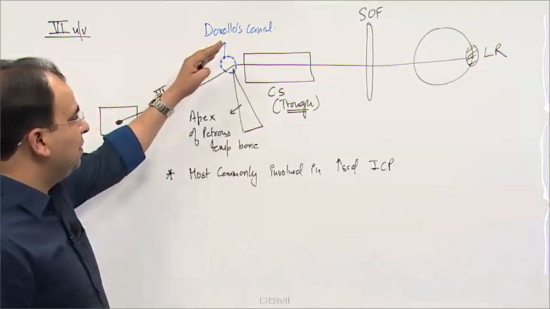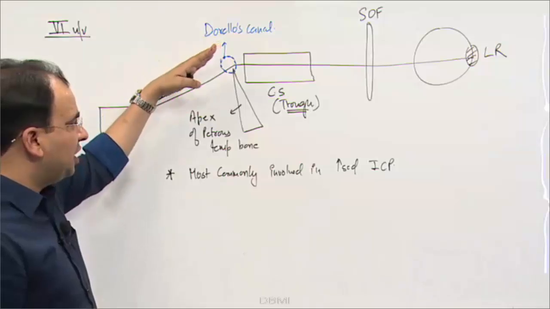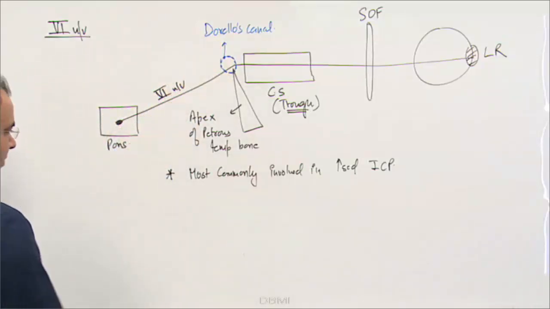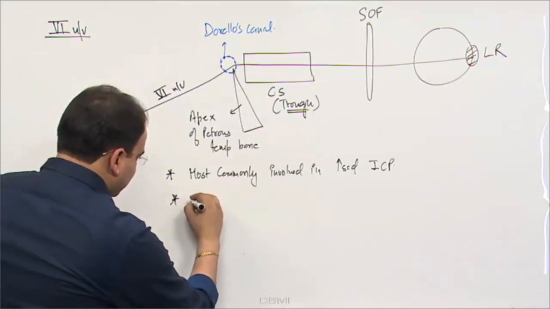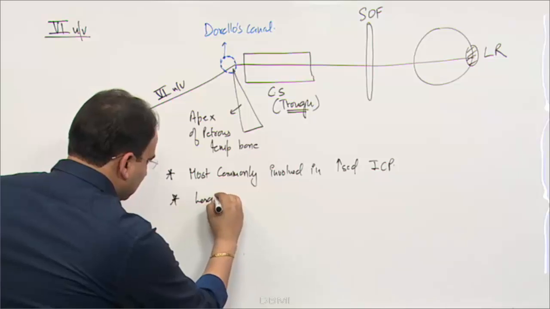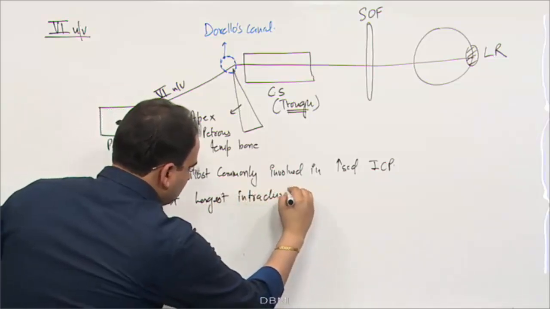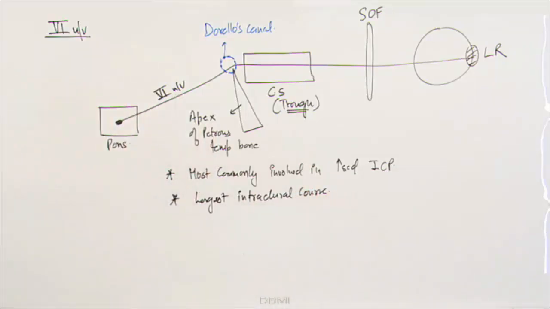It ascends upward and reaches the apex of the petrous temporal bone, which is very sharp. So in increased intracranial pressure, the nerve will get stretched and it will be injured at this point. And please also note, this is the nerve which is having the longest intradural course.